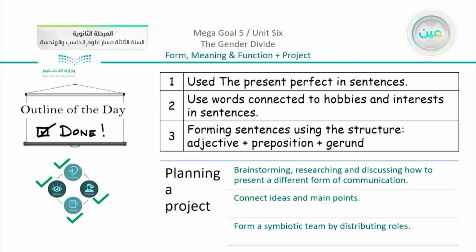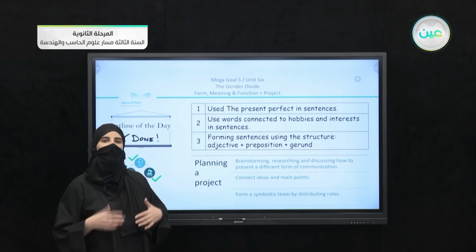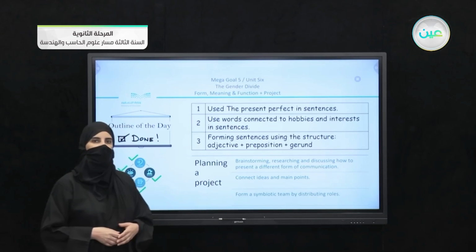Now we have the brainstorming, researching, and discussing how to present a different form of communication and think about different methods. Of course, you are going to connect your ideas and main points, and you are going to work as a symbiotic team and connect between all the points that I have mentioned before.